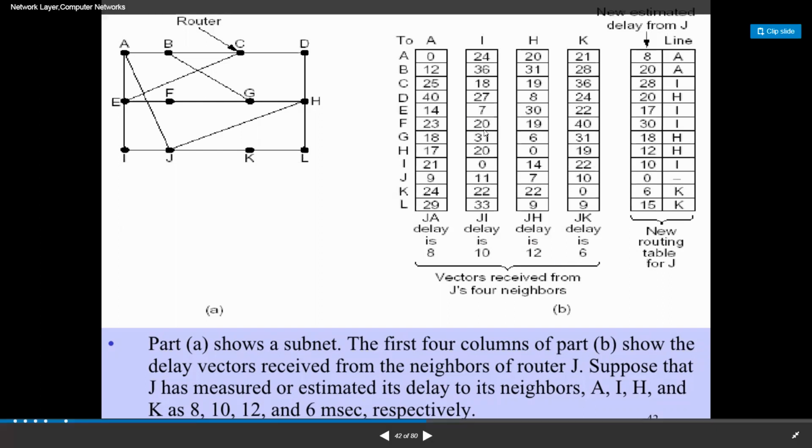Let's take an example. Here is the routing table for A, for I, for H and K. These are the destinations: A to A, A to B, A to C, A to D, and so on, A to L. Here we know some values. A to A we know the value is 0, and the JA delay they have given, the estimated delay between J and A, is 8. See here, JA is 8. This is 8, not 9.